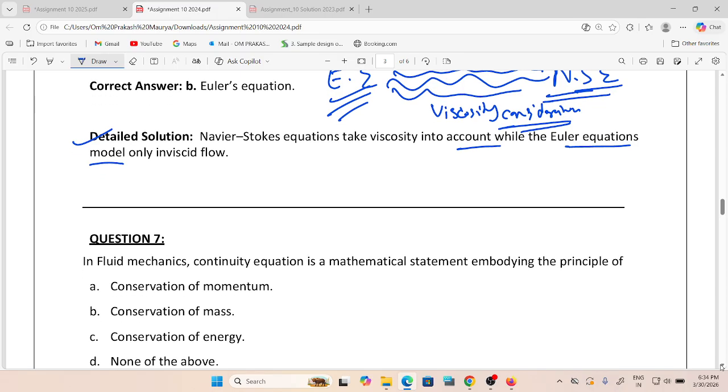Now the question number 7. In fluid mechanics, the continuity equation is a mathematical statement embodying the principle of conservation of momentum, conservation of mass, conservation of energy, none of the above.